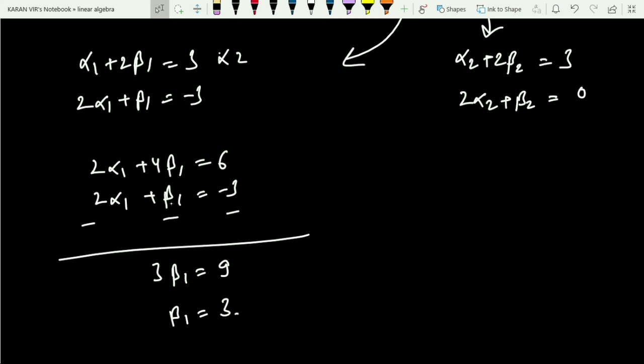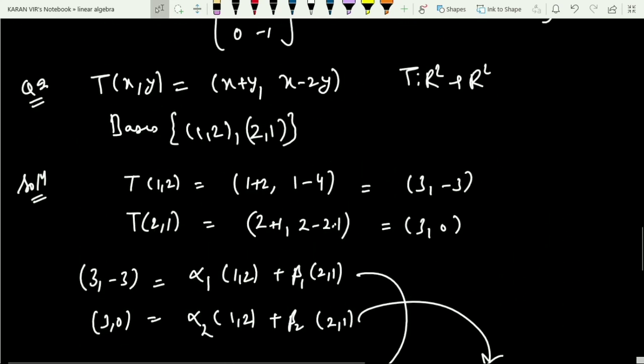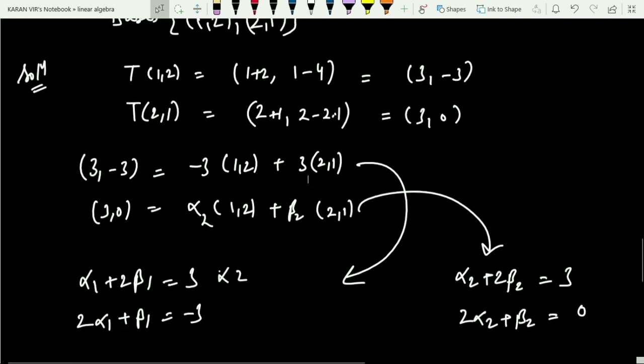So beta 1 comes out to be 3. If beta 1 is 3, you can easily calculate alpha 1. Alpha 1 will be 3 minus 2 beta 1, so that is 3 minus 2 into 3, so that is minus 3. So alpha 1 is minus 3 and beta 1 is 3. So I can write it down: this is minus 3 and this is 3. Correct. Now the next task is to find alpha 2 and beta 2.